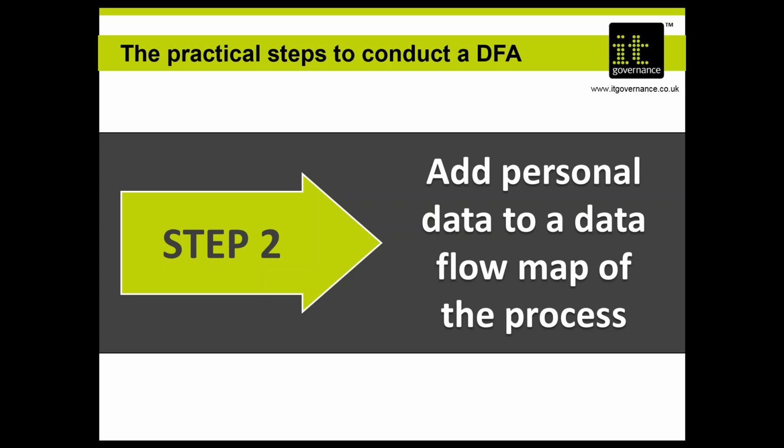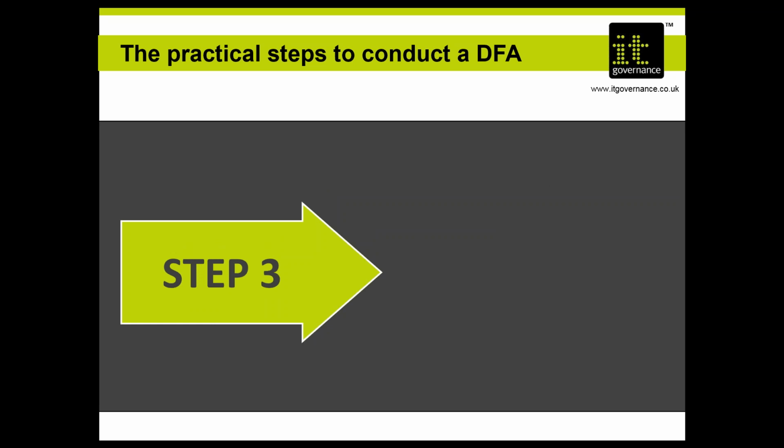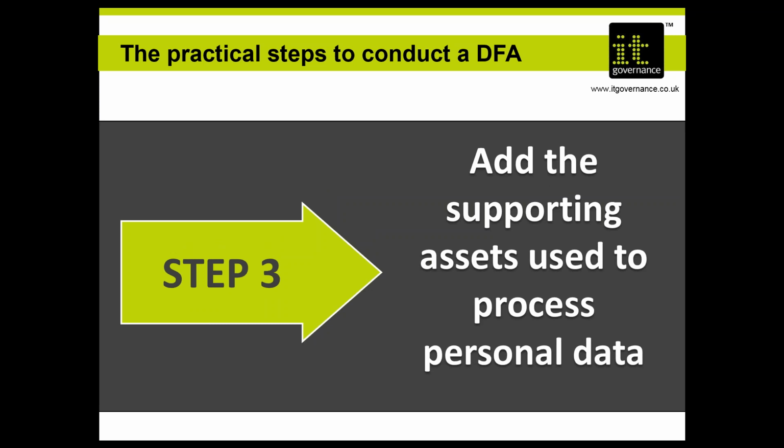Step 2 is to add personal data to a data flow map of the process, if you've already got a data flow map. If not, you need to create a data flow map that includes personal data. Step 3 is to add supporting assets used to process personal data, and you need to know what the supporting assets are because they form part of the control environment. If you have an unpatched operating system, for instance, there's the possibility, as we've seen, of a ransomware attack being successful. A ransomware attack that makes data not available for the purposes for which it was collected is as much of a breach as is the destruction or loss of data.